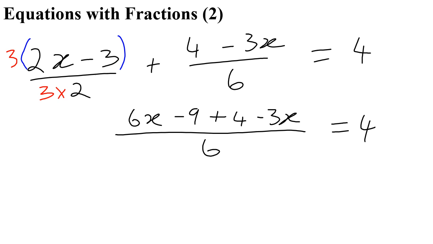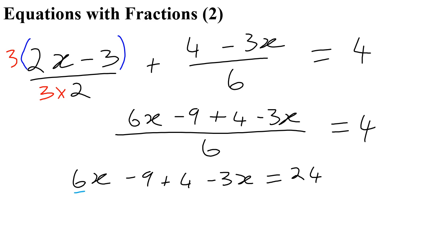Now I can proceed as I did on the last slide, where I multiply both sides of the equation by 6. That will get rid of the 6 on the denominator there. And so I will end up with 6x minus 9 plus 4 minus 3x equals 24. I'm going to proceed like I always do. Now it's more or less a straightforward linear equation.